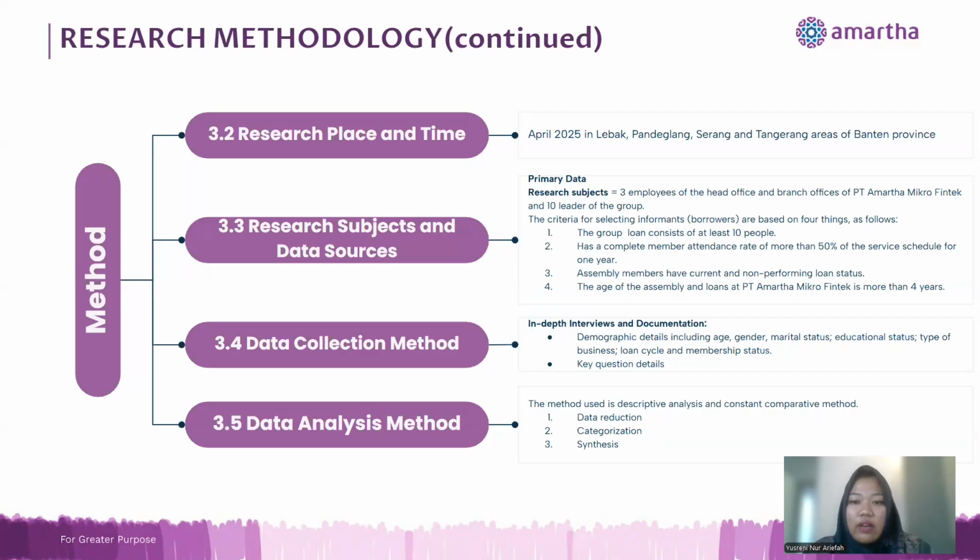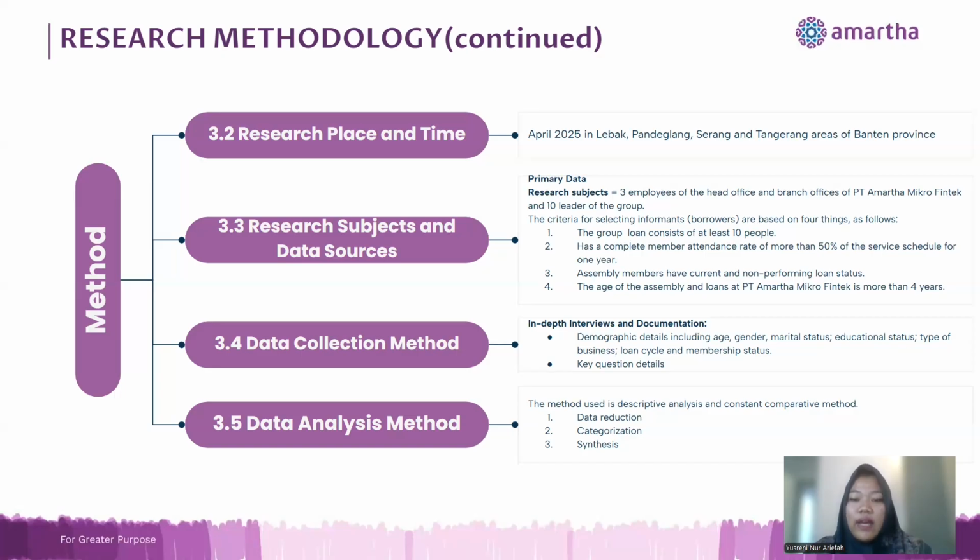The criteria for selecting informants or borrowers are based on, first, the group loan consists of at least 10 people and has a complete member attendance rate of more than 50% of the service schedule for 1 year. Then the group members have current and non-performing loan status. And then the age of the group and loans at PT Amartha Mikro Fintech is more than 4 years.